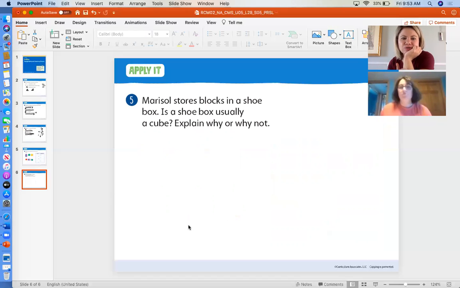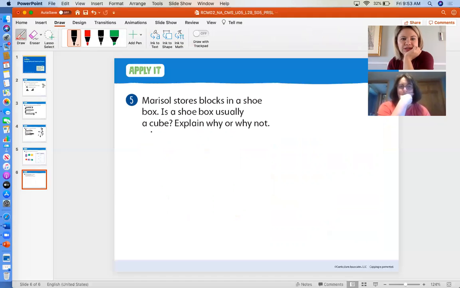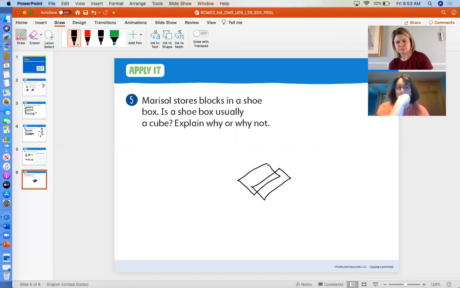Marisol stores blocks in a shoebox. Is a shoebox usually a cube? Explain why or why not. Okay, I'm going to draw a shoebox, okay? Here's what I think of when I think of a shoebox. Something like that. Nice job. Now, it would have a lid too, but we're not going to draw the lid.